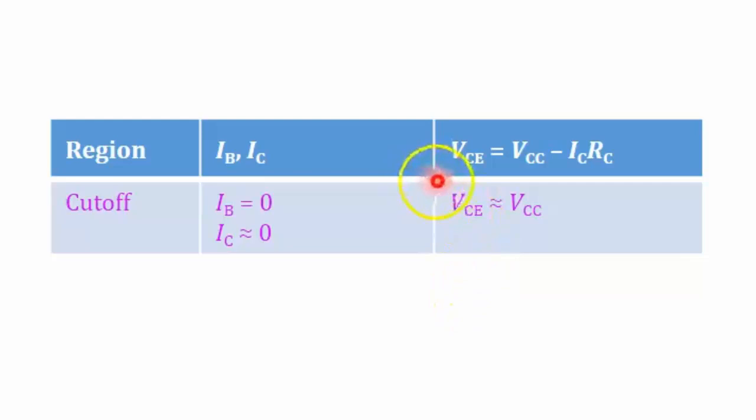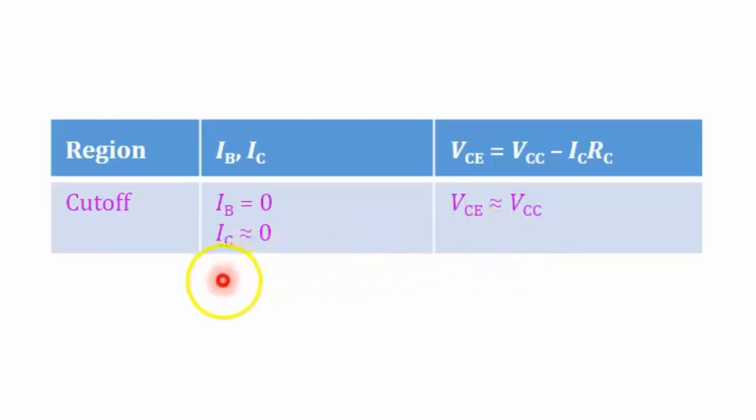The equation VCE is derived by applying Kirchhoff's voltage law on the collector-emitter biasing circuit that has been discussed in BJT Part 1. This equation holds for all regions of operation. Look at here. The base current is equal to 0. Therefore, the circuit is biased in the cutoff region. The collector current is approximately equal to 0, and VCE is approximately equal to VCC.